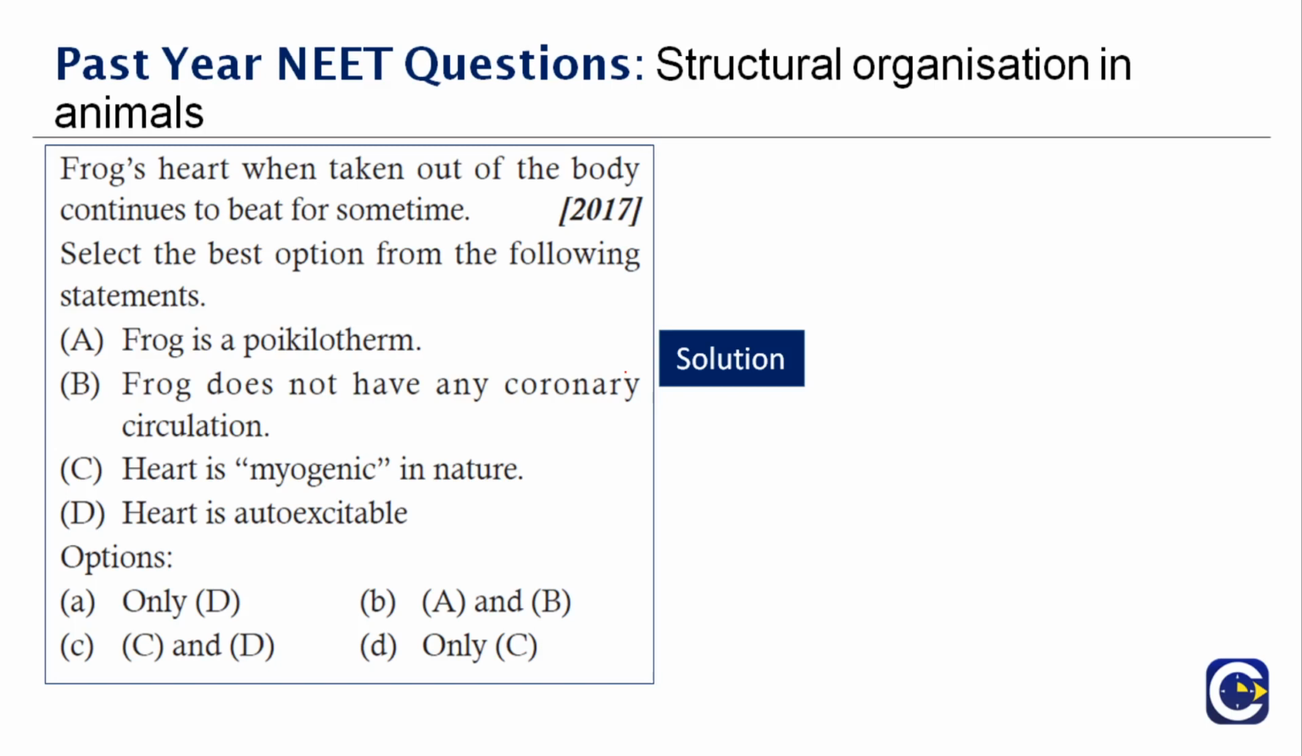Heart is myogenic in nature, and heart is auto-excitable. What do you mean by that? The vertebrates possess a myogenic heart, which is a contractile system or auto-excitable. It will keep working outside the body also for some time. So that is what is called that.